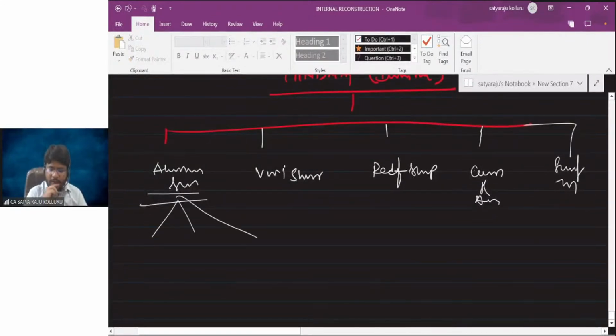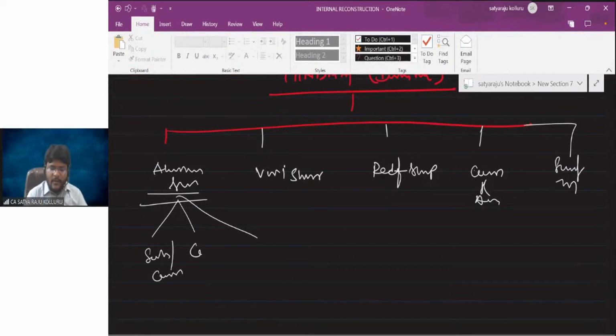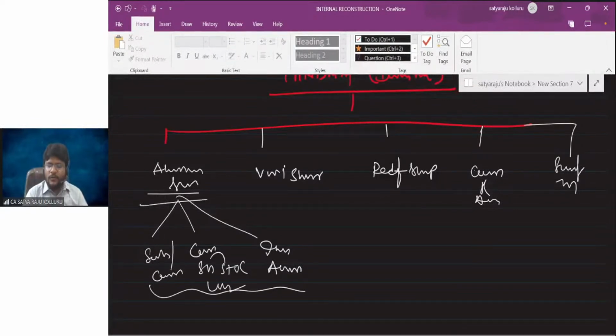Now, if it happens through alteration of share capital, there may be a subdivision or consolidation. There may be a conversion of share into stock or stock into share, vice versa, or an increase of authorized share capital. But due to all these three issues, the reconstruction account doesn't come into the picture, because there is no sacrifice made by the shareholders here.